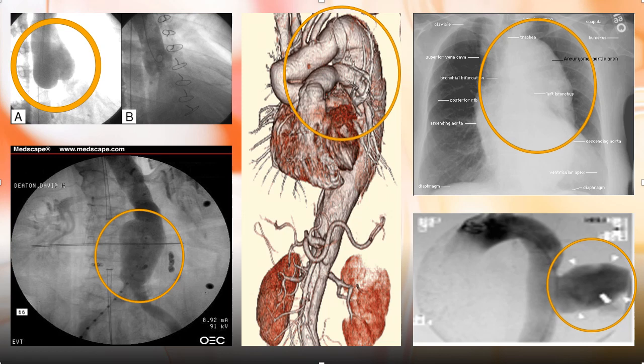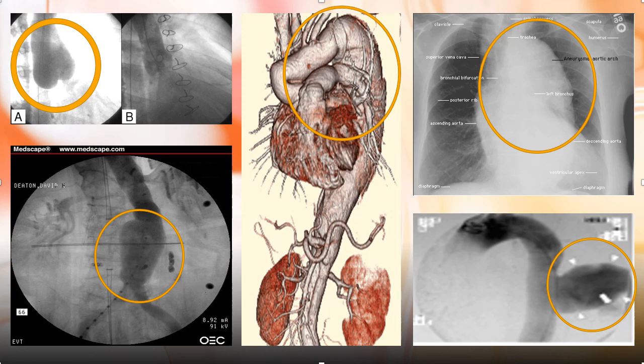In the middle, we can see a 3D picture of the aorta taken from CT. It shows a descending thoracic aortic aneurysm. It lies below the left subclavian artery.